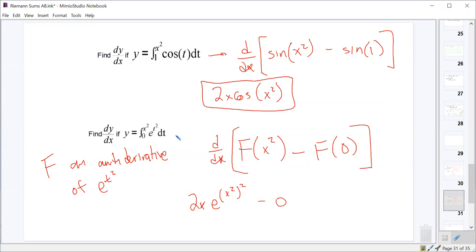So we replace the t with this function that was in the upper limit, x squared. So x squared squared. And we multiply by the derivative of that function that was in the upper limit, the 2x. Good or no? Good. So this becomes 2x e to the x to the 4th. You guys feel like you could do this now a little bit better than after Friday? Yeah. Perfect.